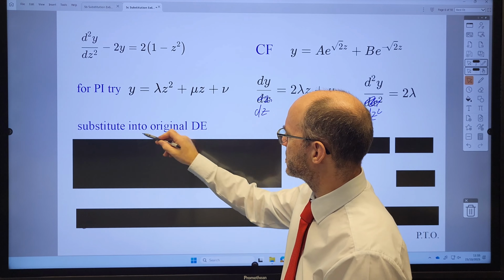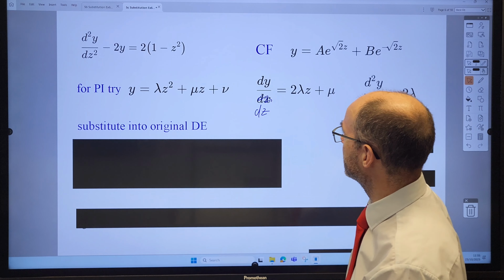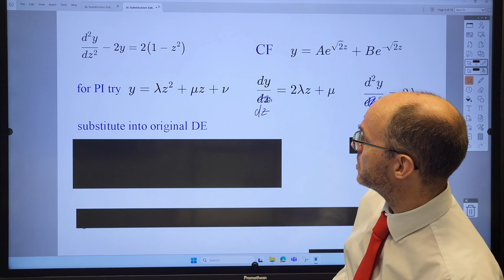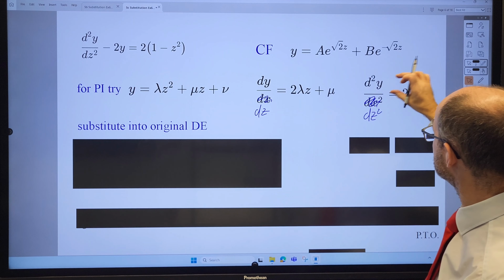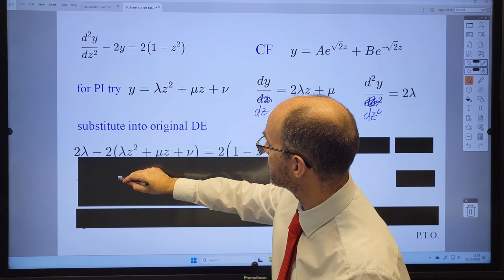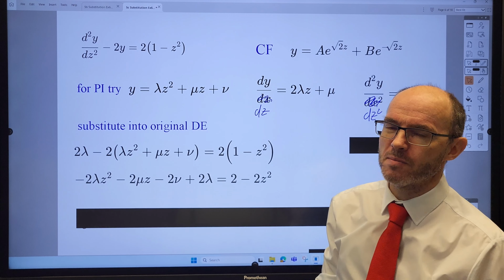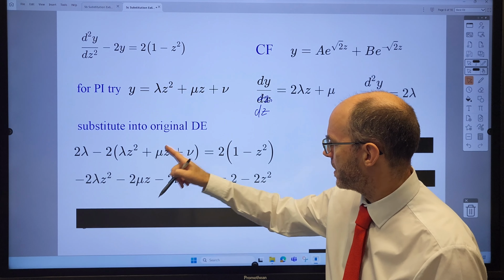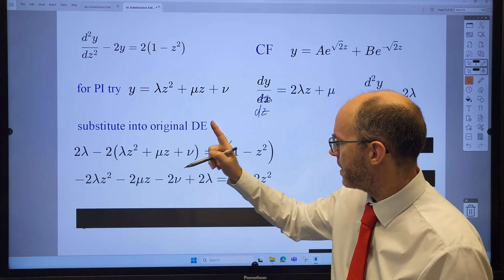So what we want to do next, substitute into the original differential equation. Nicely, we don't need that at all. There's no dy/dz. So d2y/dz squared, which is going to be this 2 lambda, and then subtract 2 times y, which was all that, equals 2 times (1 minus z squared). And just expand the brackets and put the like terms together. So the z squared terms, and then the z term, and then the constants.